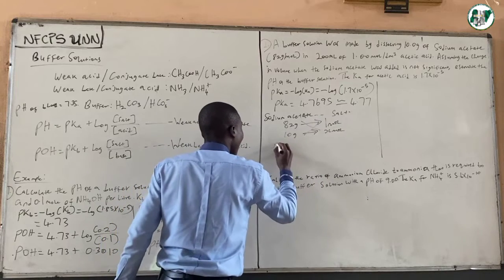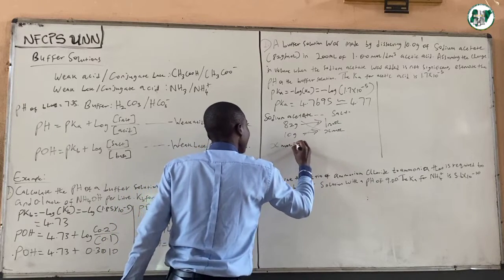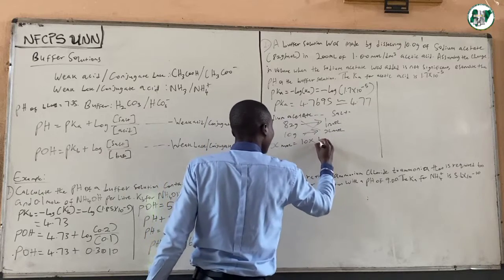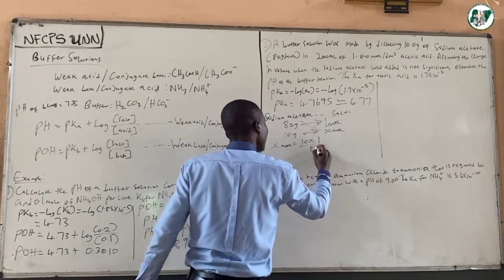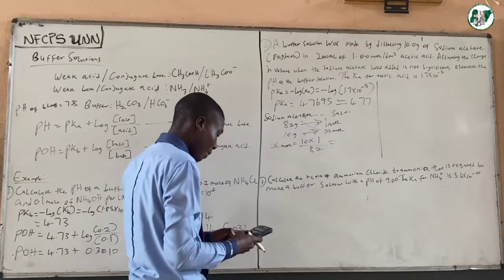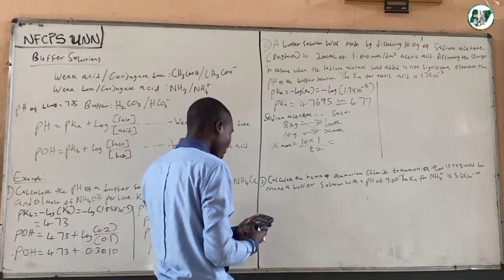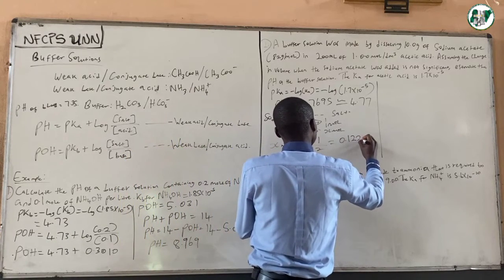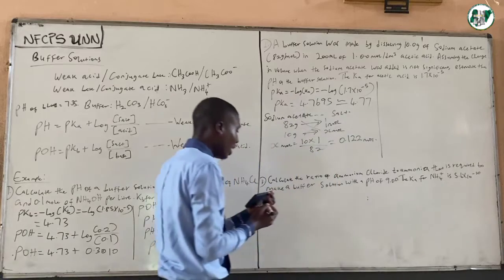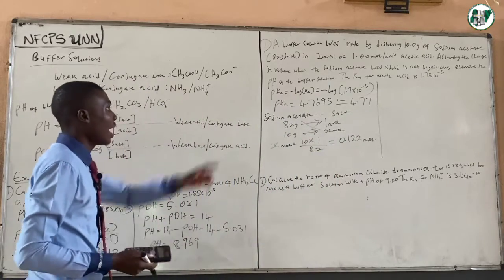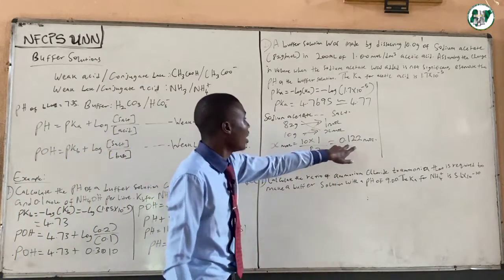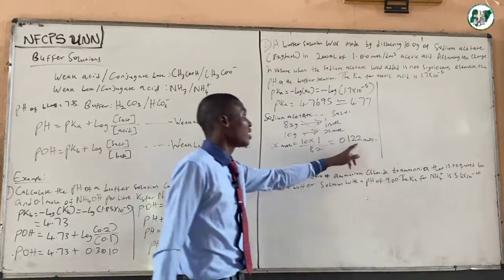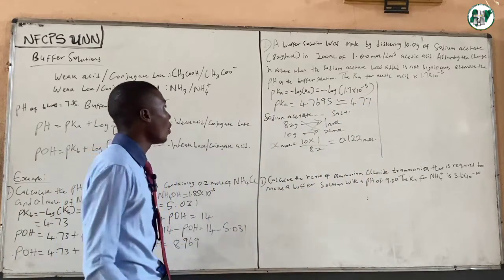So we're going to have that our X mole is equal to 10 times 1 divided by 82, and that's going to give us 0.122 moles. So the amount of salt we have, sodium acetate, is 0.122 mole. What it means is that 10 grams of sodium acetate is actually 0.122 mole of sodium acetate.